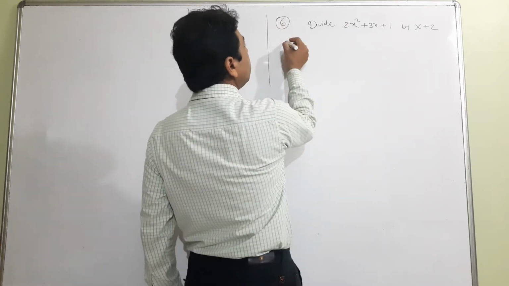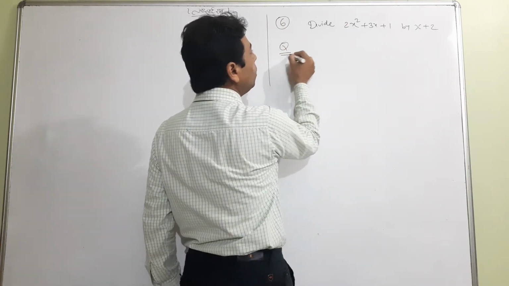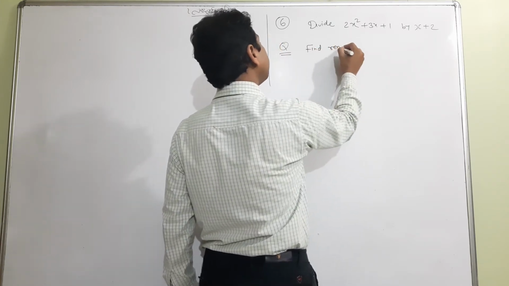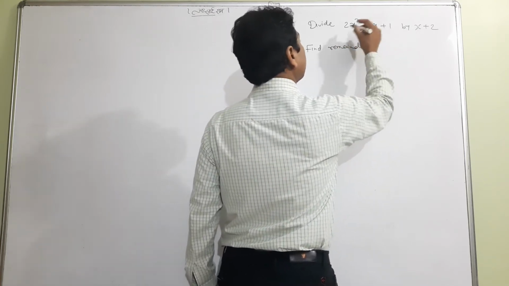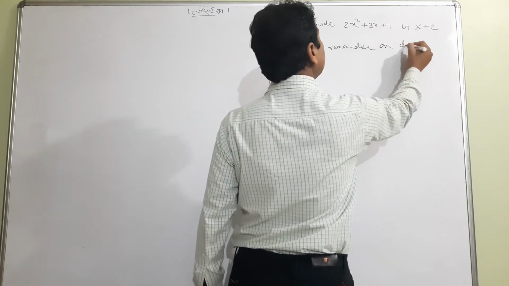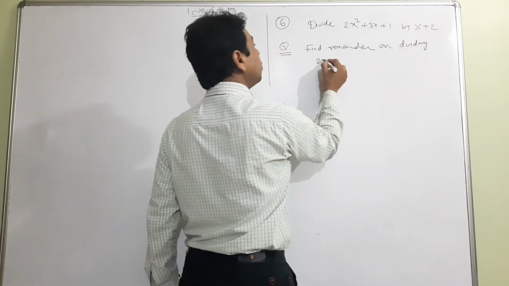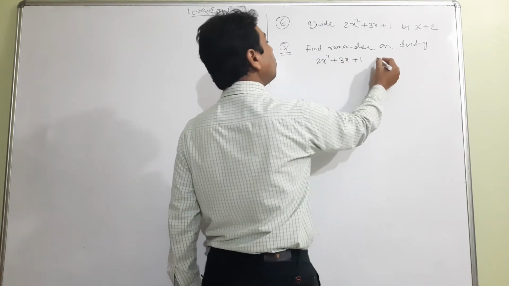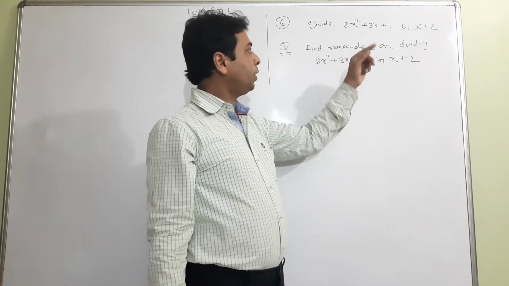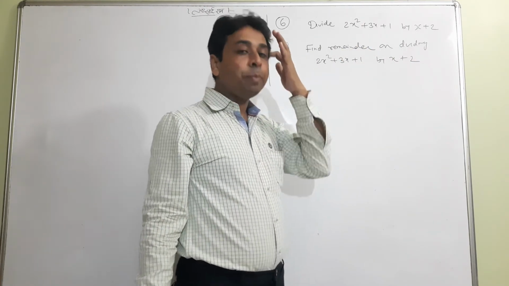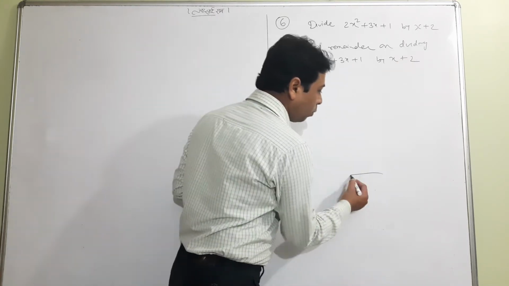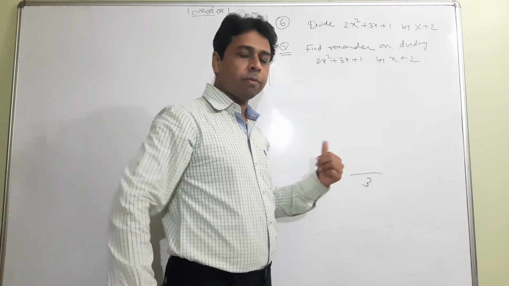Instead of this question, suppose the question is to find the quotient, or find the remainder, on dividing this by this. Just try to catch the question. Find the remainder when you divide this by this. It means that you have to divide this by this and get your remainder. In the last question, the remainder was 3. You remember that. The remainder was 3.